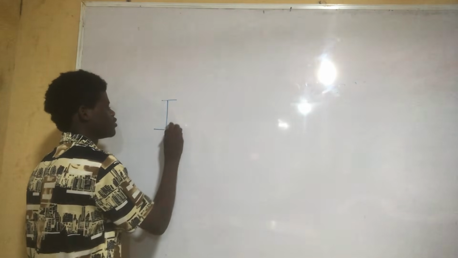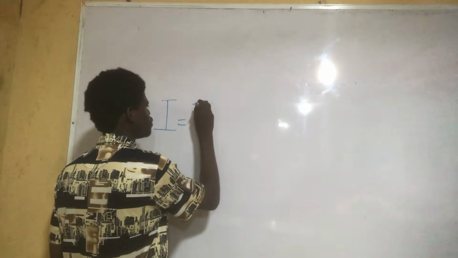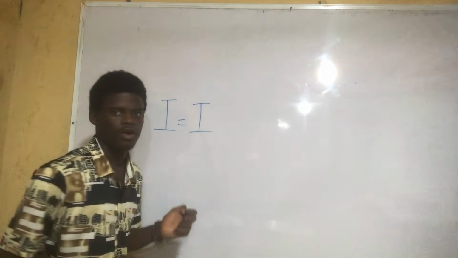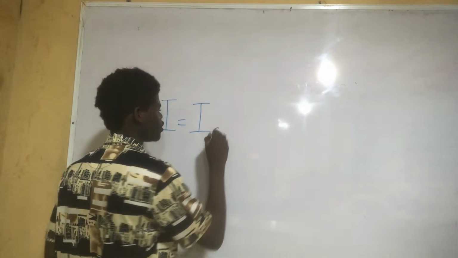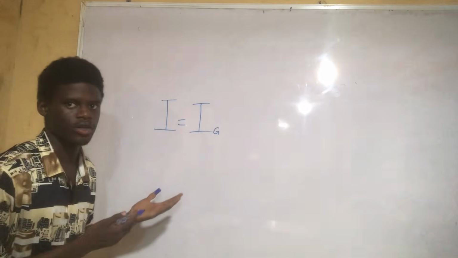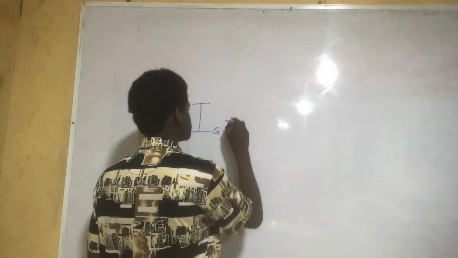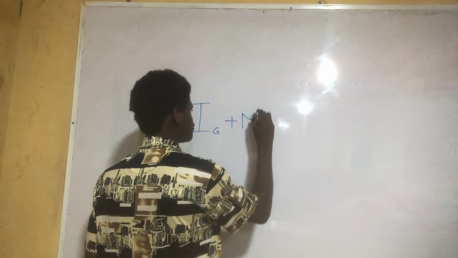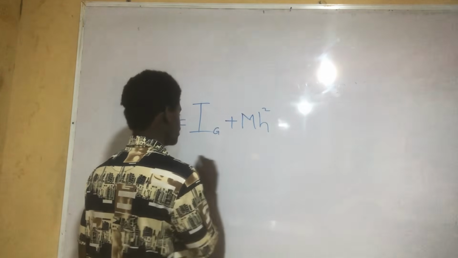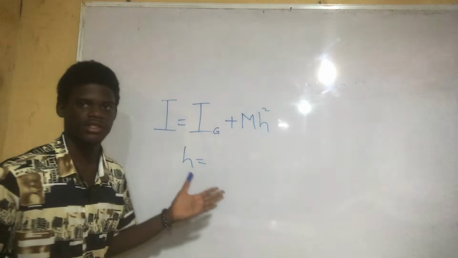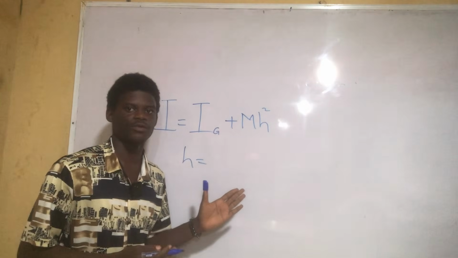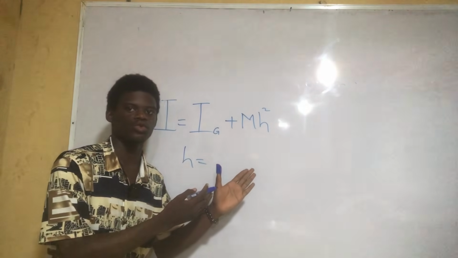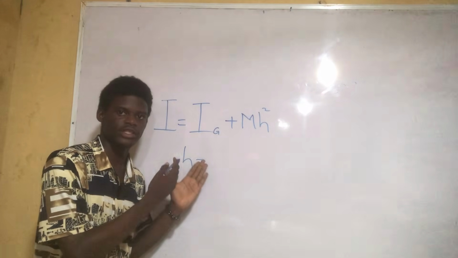There's a formula for it, and the formula is just that the moment of inertia is equal to the moment of inertia when it is passing through the center of gravity, that's when it passes through the central axis, plus mh squared. This h is just the distance from the point we are considering to the central axis.